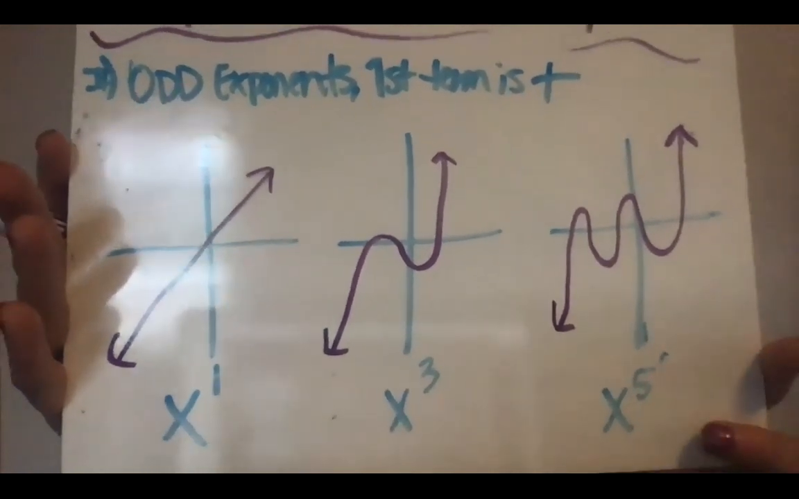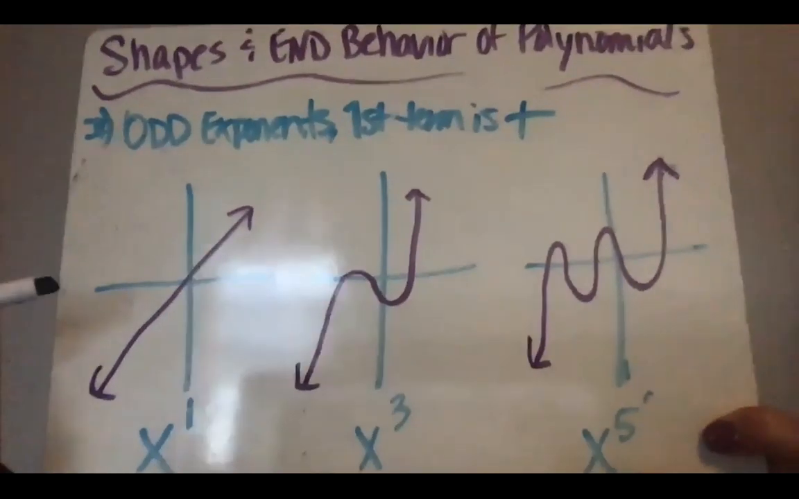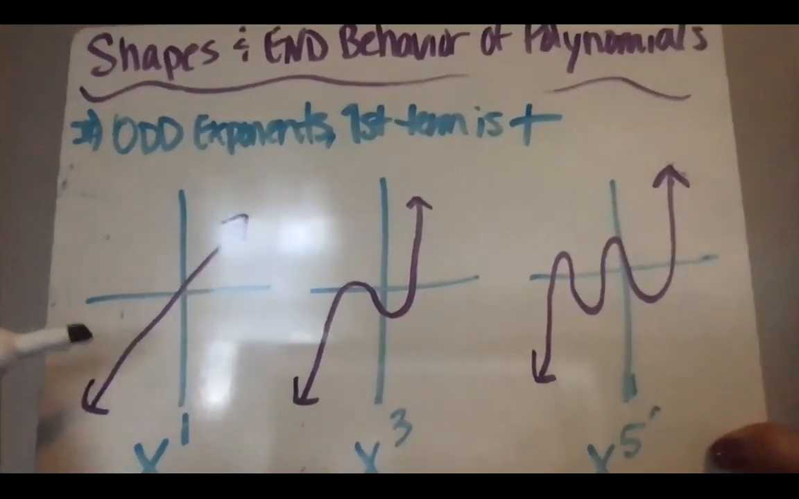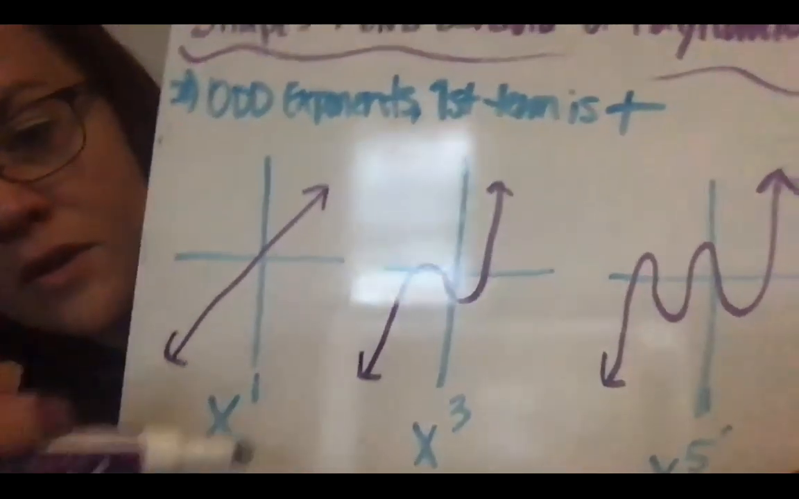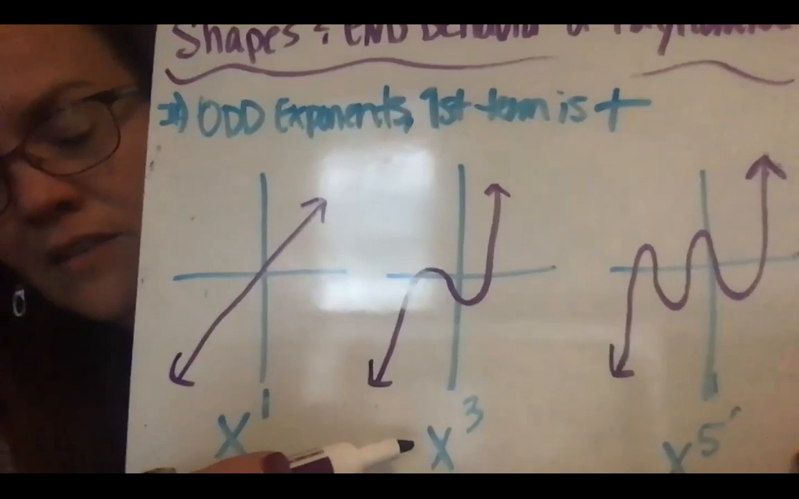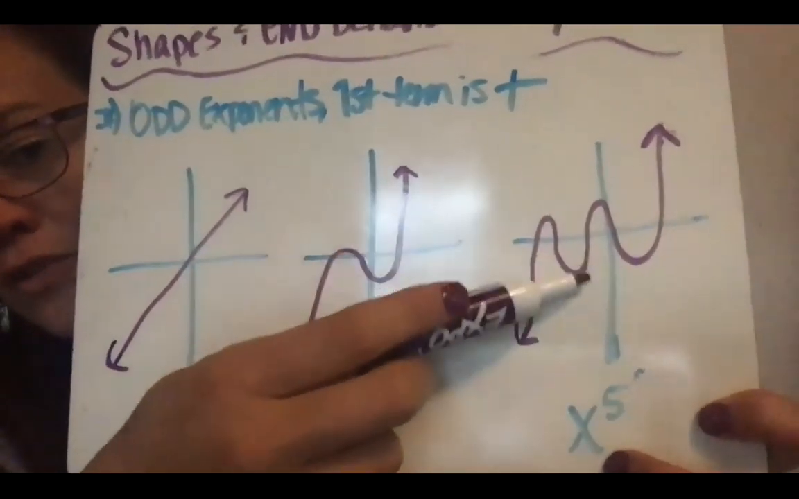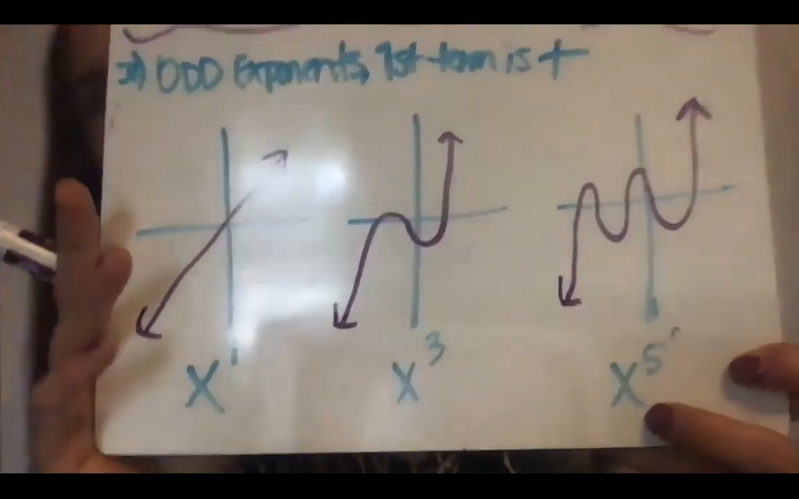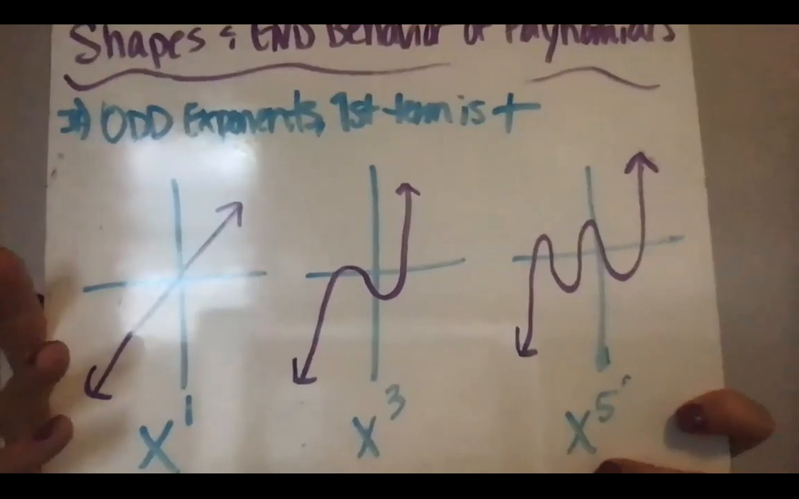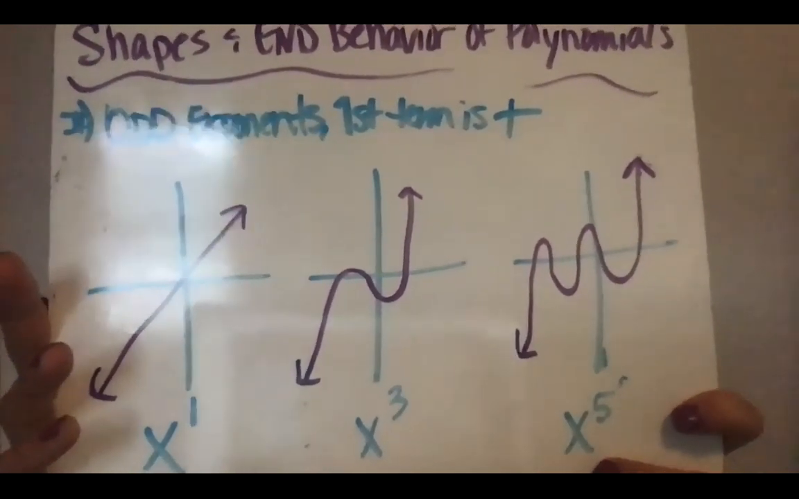So important things here is that, remember, x to the first has no turns, which makes sense. That's 1 less than its degree, no turns. X to the third has 2 turns, 1, 2, 1 less than the degree. X to the fifth has 4 turns, or 4 humps, 1, 2, 3, 4, x to the fifth. So x to the seventh would have 6 turns, x to the 9th would have 8 turns, so on and so forth.